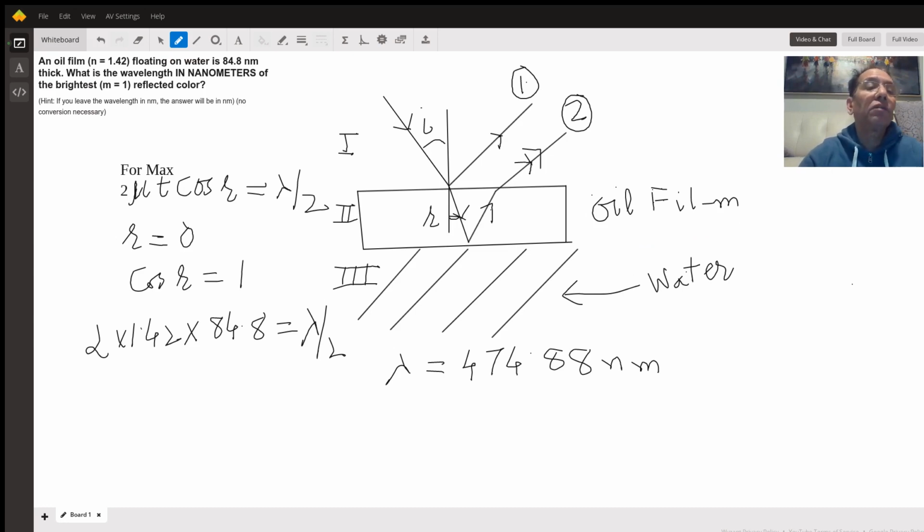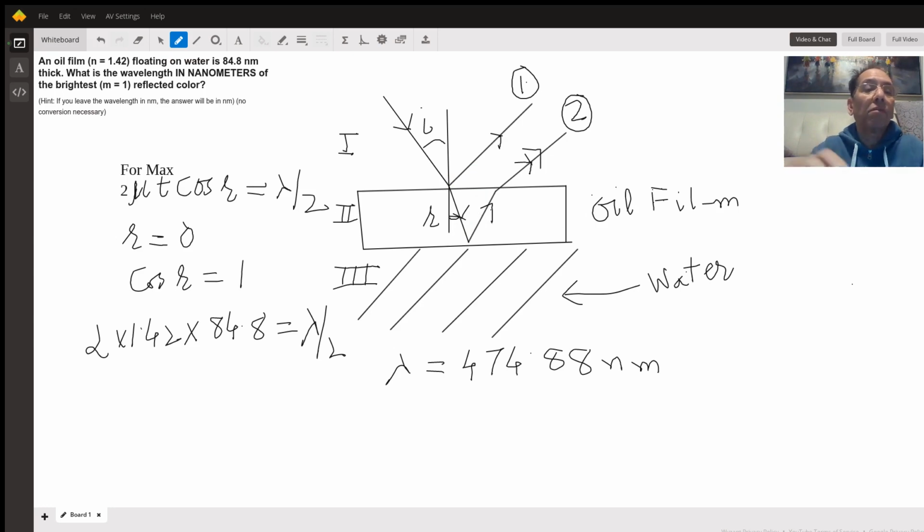So here, the condition for maximum intensity, that is constructive interference, would be 2 mu t cos r equals lambda by 2. We have taken into account the phase change of pi occurring here and the phase change of pi occurring here. And therefore, the condition for maximum would be 2 mu t cos r equals lambda by 2. Here r is the angle of refraction, and for the sake of simplicity, I'm taking the incidence to be near normal so that the angle of incidence is 0, and therefore the angle of refraction is also 0, and cos r is 1.